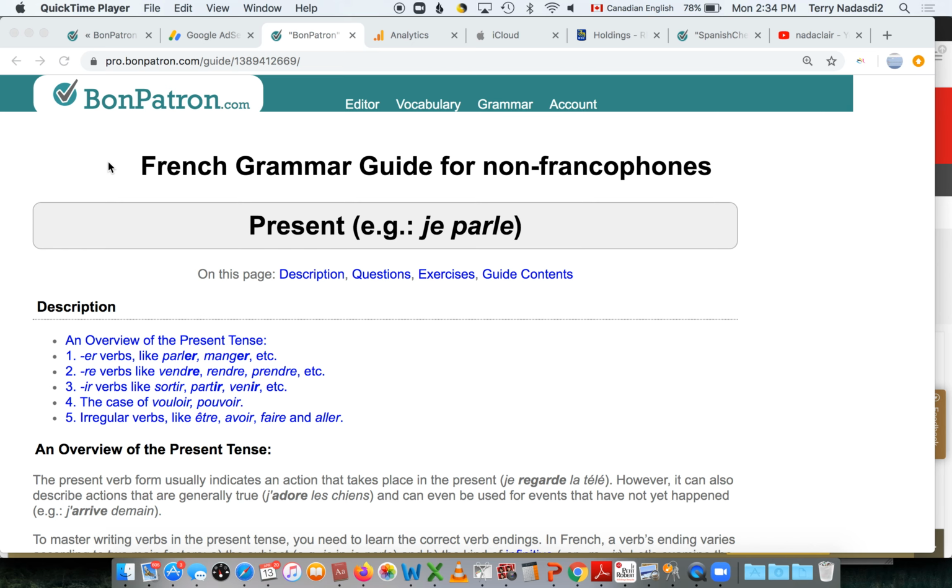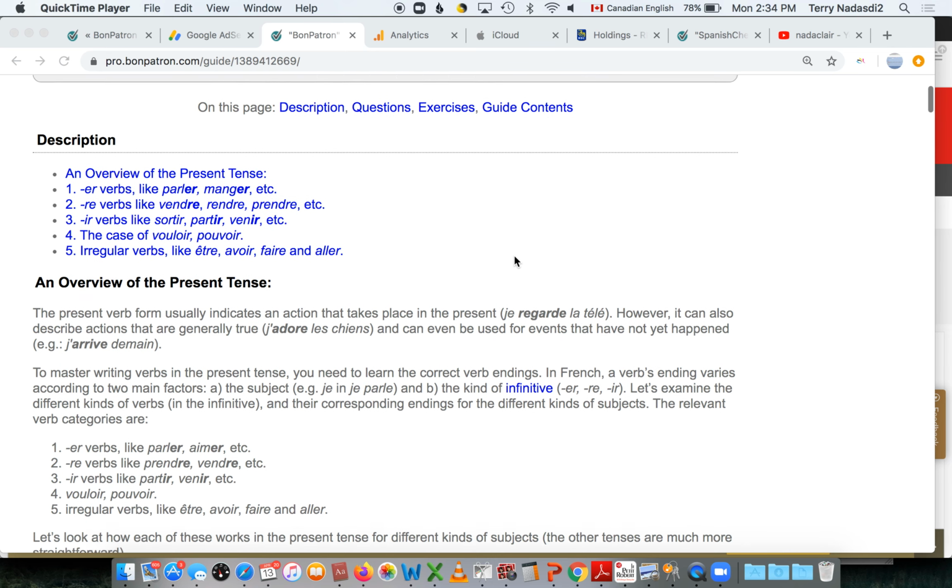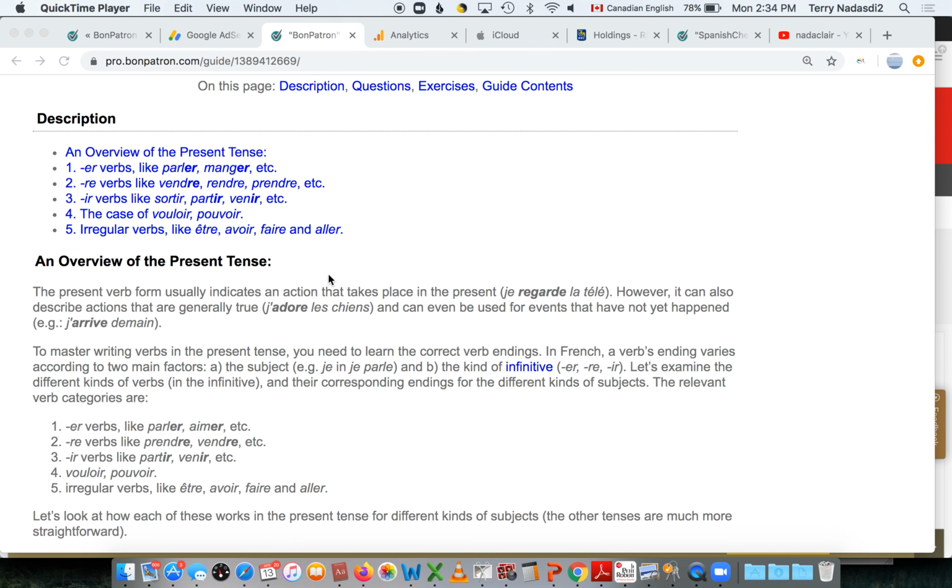The purpose of this video is to describe the present tense in French. Now, there are quite a few changes you need to be aware of in terms of the different verbs that are involved. First point, though: we talk about the present tense, but it's not really limited to events that are happening in the present, right? It's also very, very common to use the present tense to talk about things that are generally true, just as it is in English. So, I like dogs, j'adore les chiens.